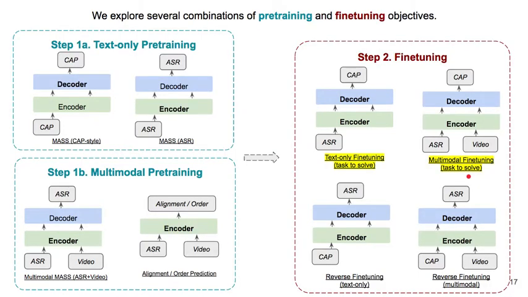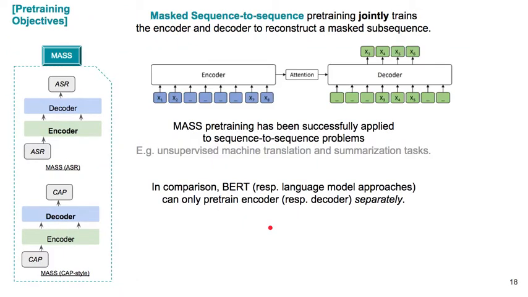Pre-training and fine-tuning. We explore several combinations of pre-training and fine-tuning objectives. So you can basically group them into three categories. We have the text-only pre-training objectives, multimodal pre-training objectives, and then the fine-tuning objectives. So let's start with the pre-training objectives.